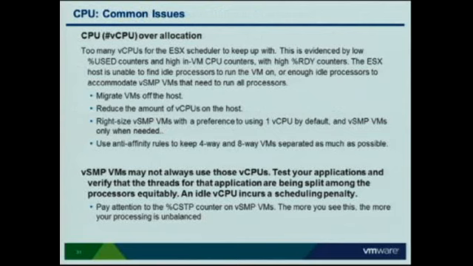So some of the common issues, CPU overallocation is definitely one that I think I've beaten quite a bit here. But just too many vCPUs for the ESX scheduler to keep up with. And this is evidenced by low percent used counters and high in-VM counters, so high percent ready. Simply, we just can't schedule things up.